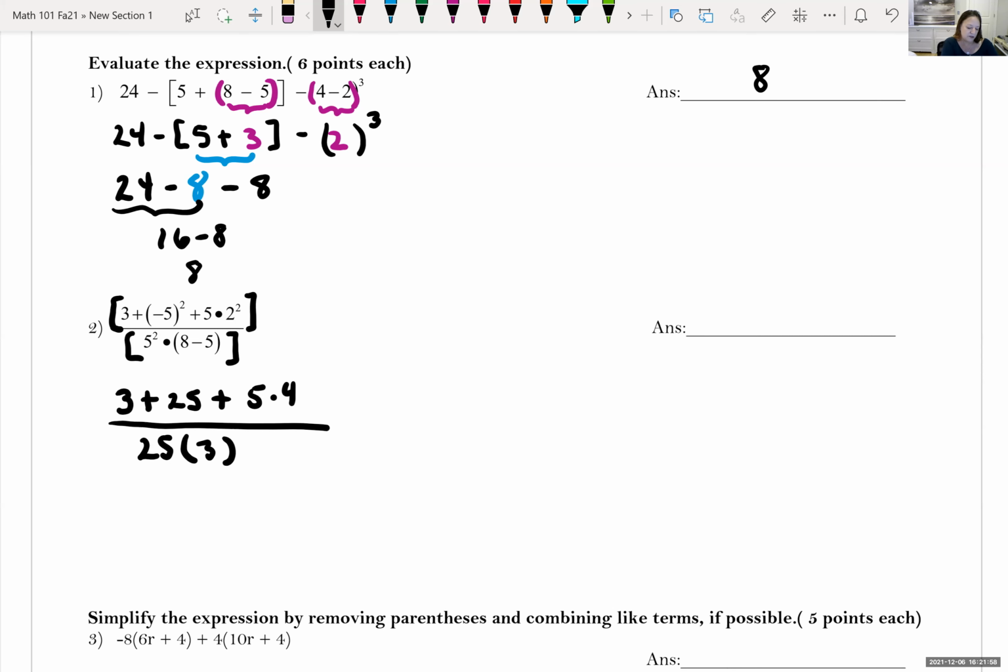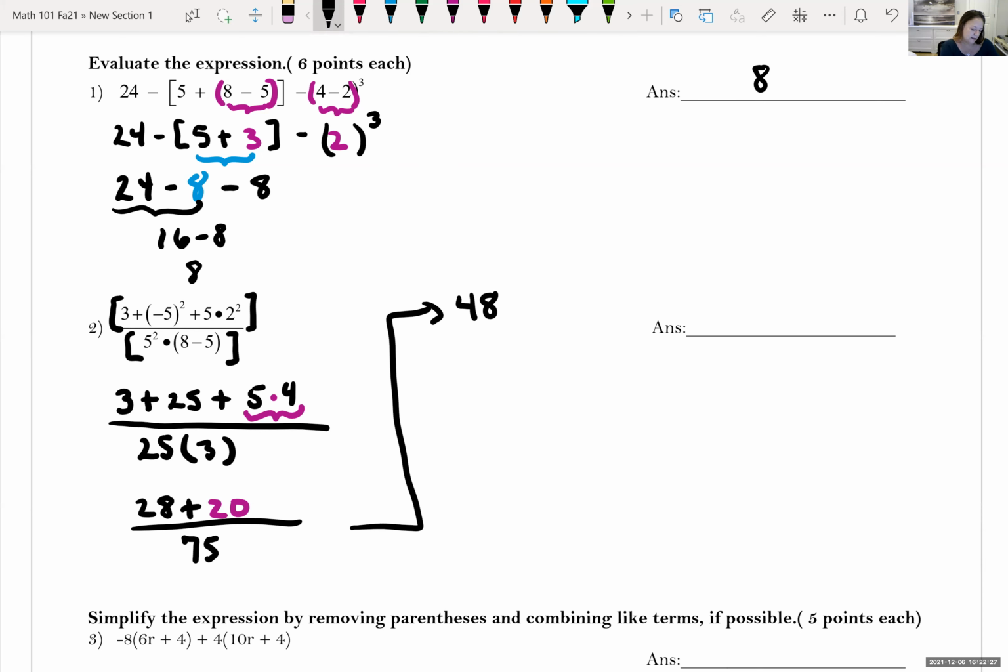So moving left to right, 3 plus 25, I can combine that 28, but before I combine it here, I need to multiply. Multiplication comes before addition. So 5 times 4, so that's plus 20. All over 25 times 3, which is 75. So 28 plus 20 is 48. All over 75. Let's see if there's anything in common here.